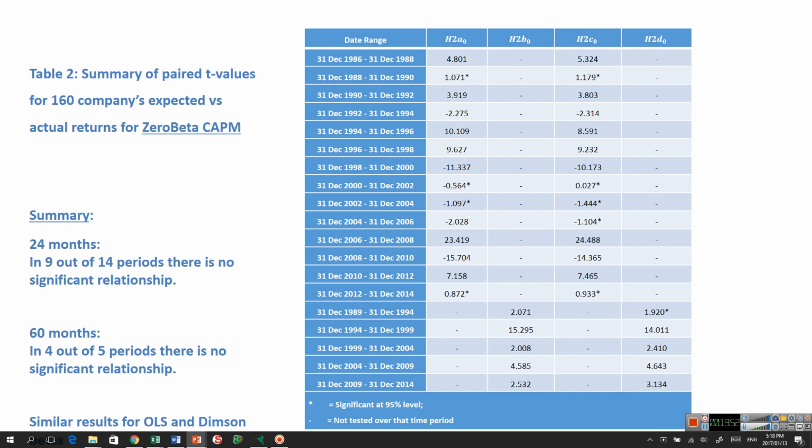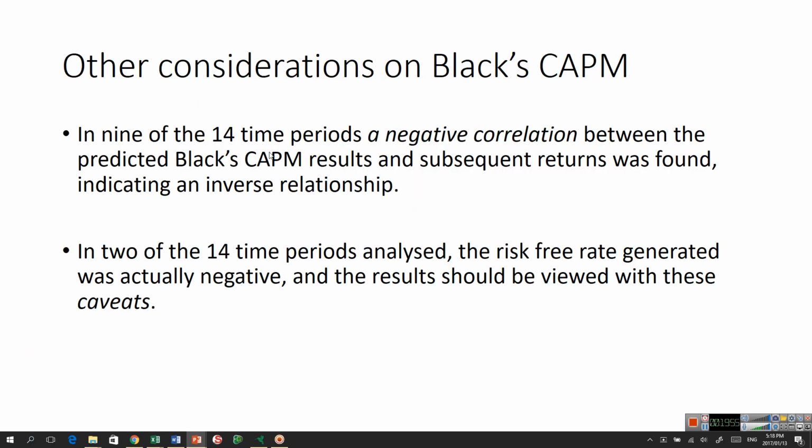Furthermore, and you can't see it from this table here, in 9 of the 14 time periods, a negative correlation between the predicted, this is the zero beta Black CAPM results, and the subsequent returns was found, indicating an inverse relationship, which we had found before, and so have others. In 2 of the 14 time periods analyzed, the risk-free rate generated was actually negative. So that doesn't really make sense. We do not live in Japan or in Europe or in the US. We wouldn't expect negative risk-free rates. So we're not convinced that the CAPM actually adds anything.